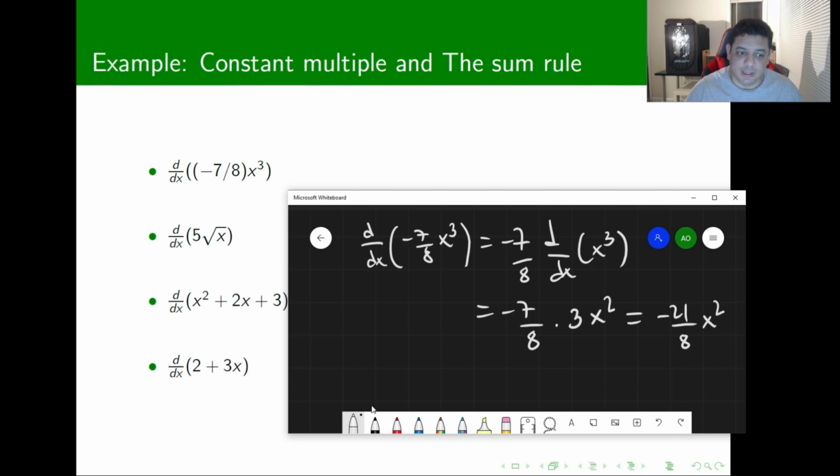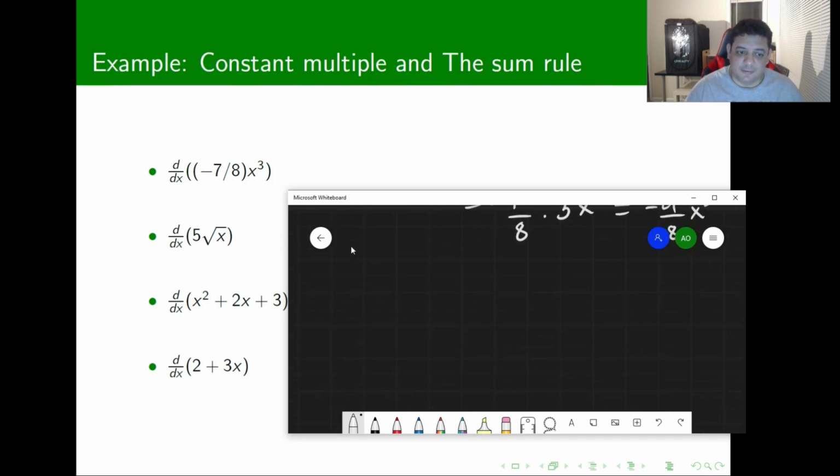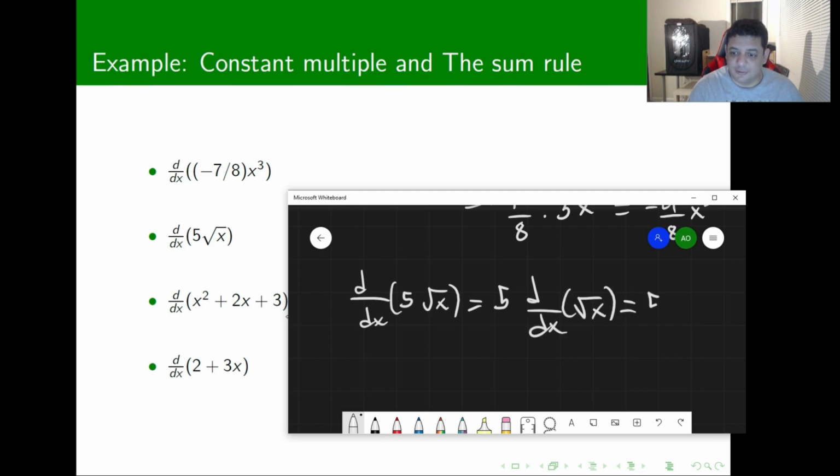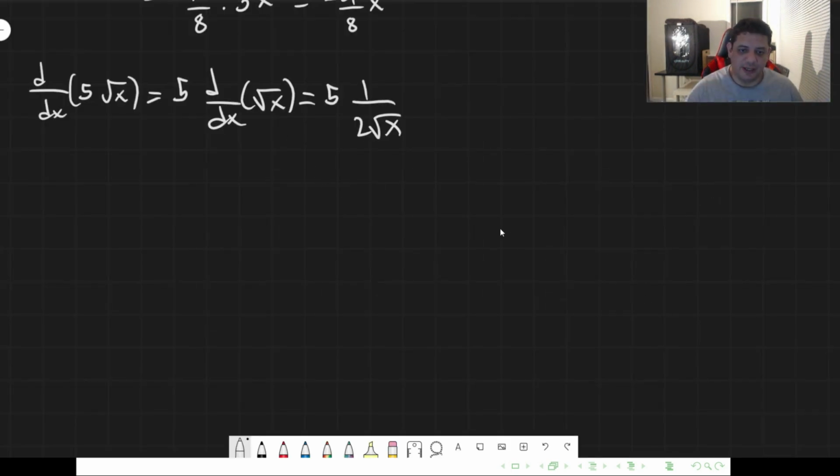And so we can multiply at this point minus 21 over 8x squared. Okay? And the next case is similar. We have the derivative with respect to x of 5 square root of x. And so that's going to be 5 times the derivative with respect to x of square root of x. And that's just 5. And the derivative of the square root of x is 1 over 2 square root of x. Remember that this is a power, so that's where we get that. But let's check that in detail.